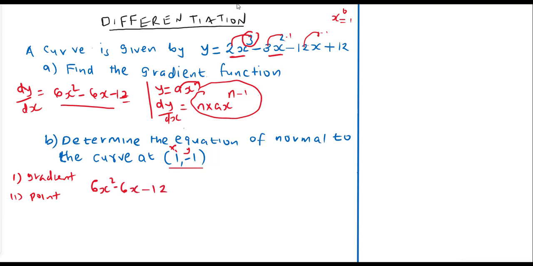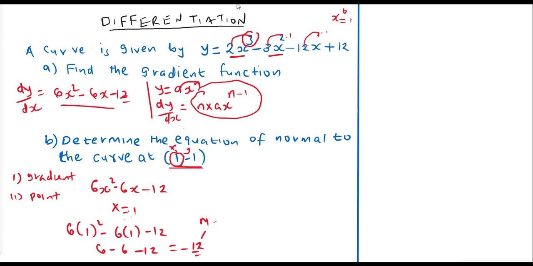But the value of x is 1. From this point, the value of x is 1. So what we are going to do is substitute x with 1. That means we are going to have 6 into bracket 1 squared minus 6 into bracket 1 minus 12. That clearly gives us 6 minus 6 minus 12, which is negative 12. That is the gradient of this function. Let's call it m.